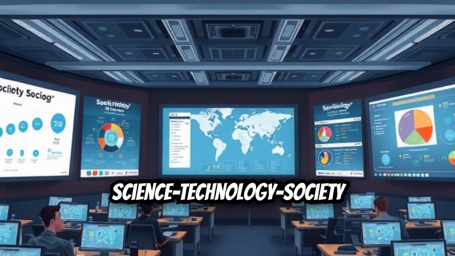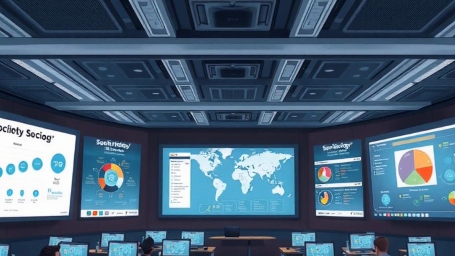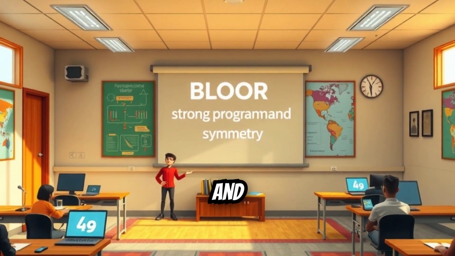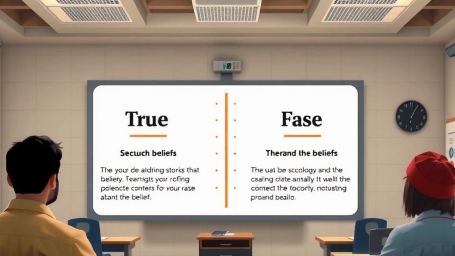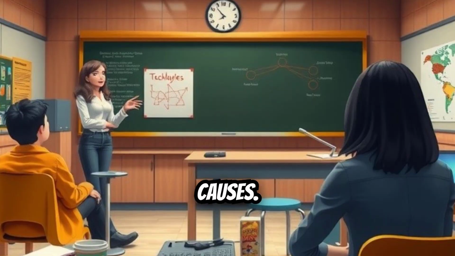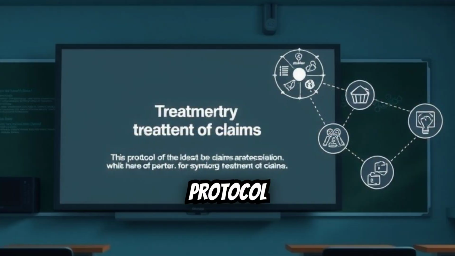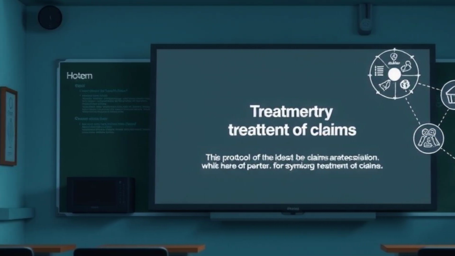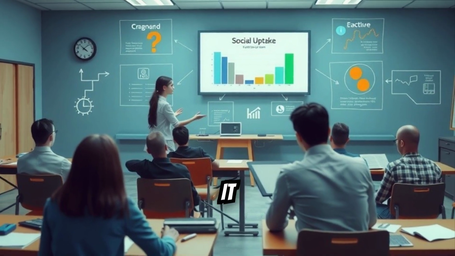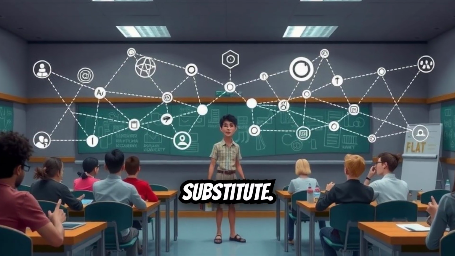Sociology and Science Technology Society modules. Bloor's strong program and symmetry principle explains true and false beliefs with the same causes. No special status exists for accepted views. The protocol demands symmetric treatment of one's own and rival claims. It flags social uptake as an evidential substitute.